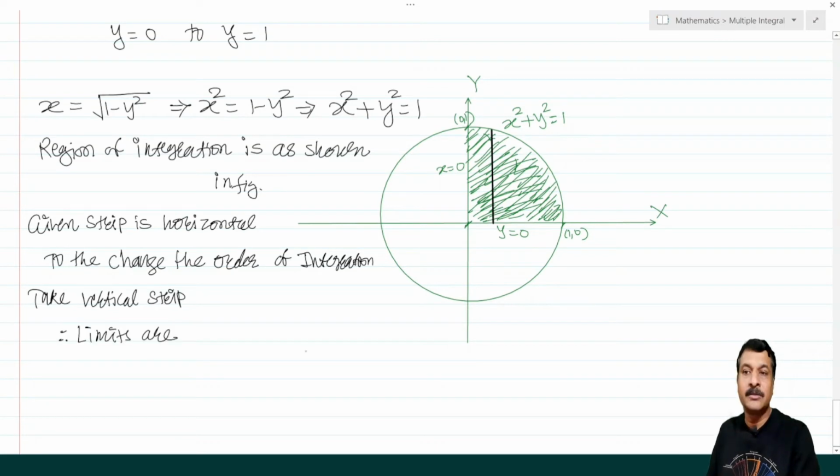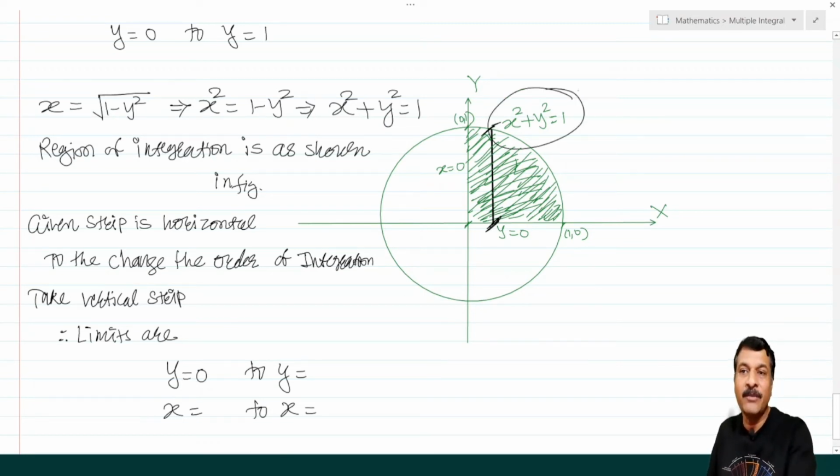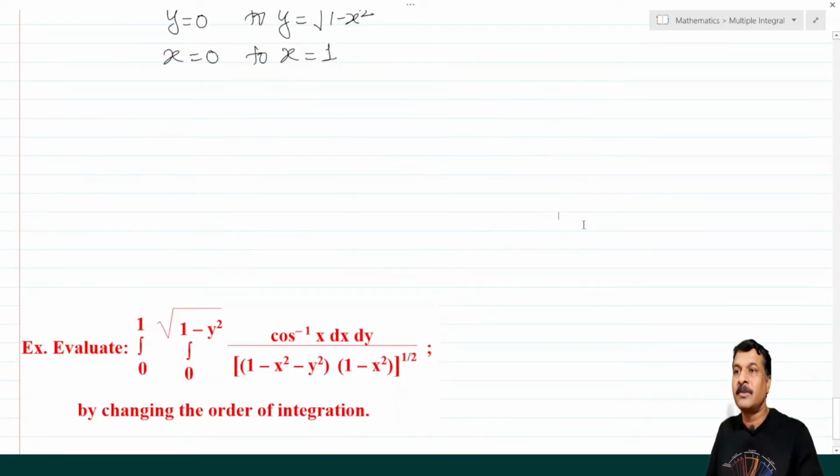Therefore the limits are, along the strip it cuts the x-axis. It cuts the x-axis means x is constant and y varies. So you write like this: y varies from this equation to this equation. So what are the equations? y equal to 0 to, what is the value of this? The equation is y square equal to 1 minus x square. So y is under root of 1 minus x square, and x on the axis goes 0 to 1. So I am getting here limits 0 to 1. Now we have the new limits.